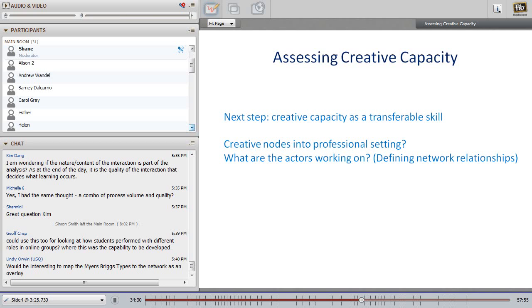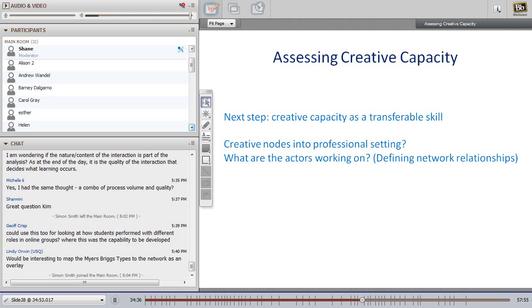So I'll just pause there for a second. Kim had a question there. I'm wondering if the content of the interaction is part of the analysis, as at the end of the day, it is the quality of the interaction that decides what learning occurs. That's a damn good question, as Simon noted.